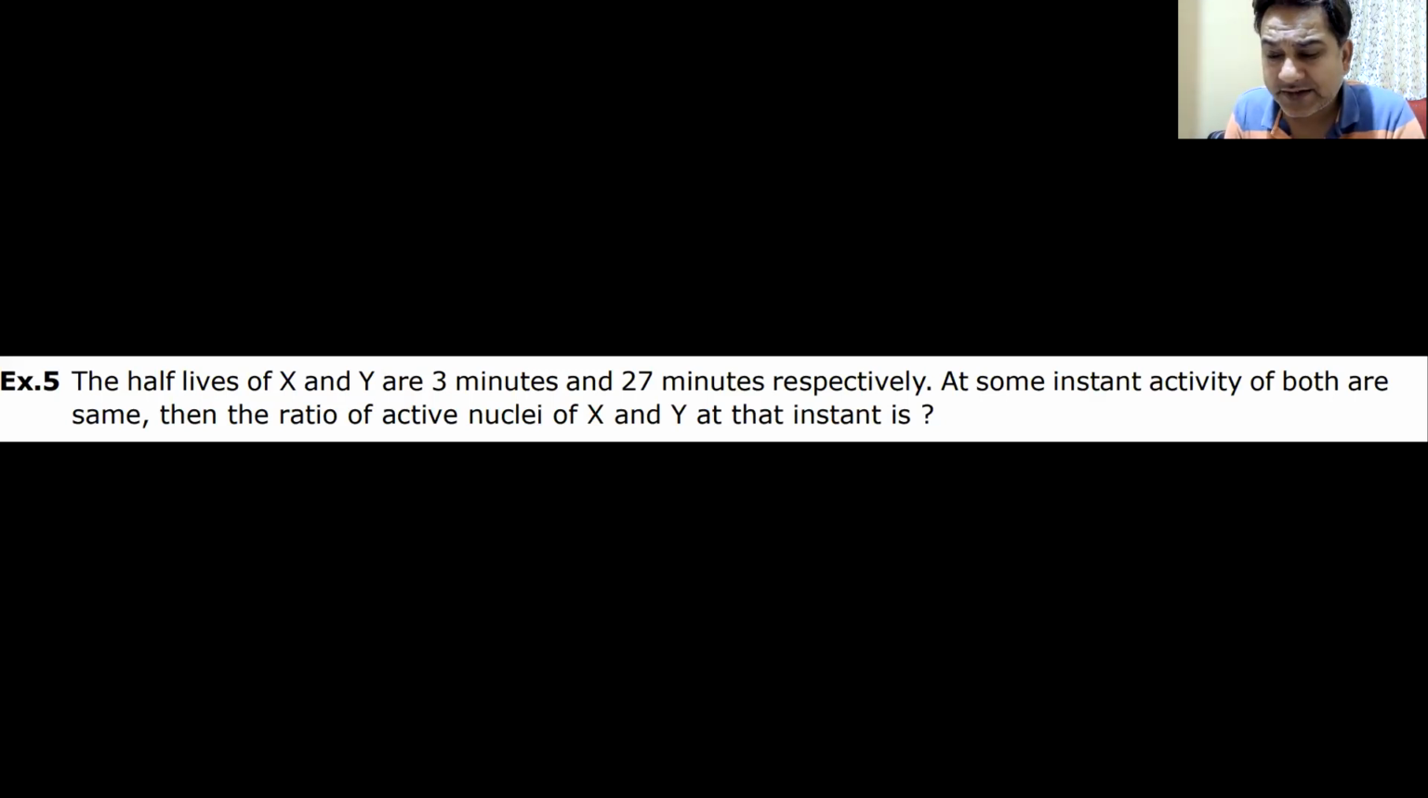The half-lives of X and Y. X is one nucleus, Y is the other nucleus. The half-lives of X and Y are 3 minutes. So X has a half-life of 3 minutes. That means in 3 minutes, it will become half of the original value. The number of nuclei will become half, activity will become half, mass will become half. The other one, Y, has a 27 minute half-life.